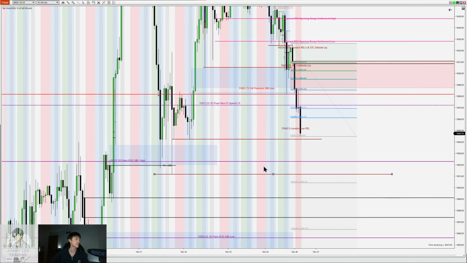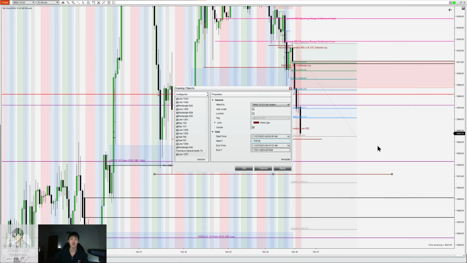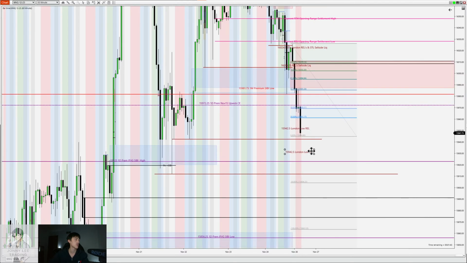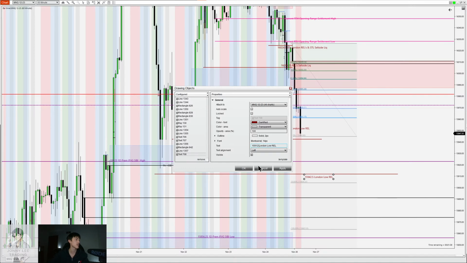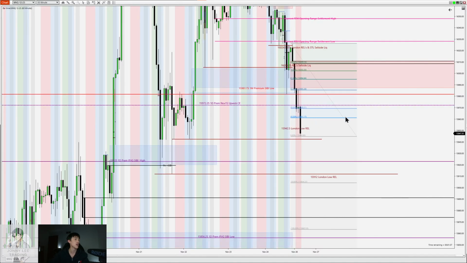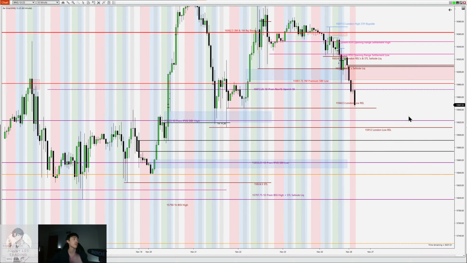So this low is 15,912, even number. So we're going to keep that on our charts as well and mark that as a relative equal low price target. And let me remove this optimal trade entry Fibonacci. So this is what I'm thinking here.